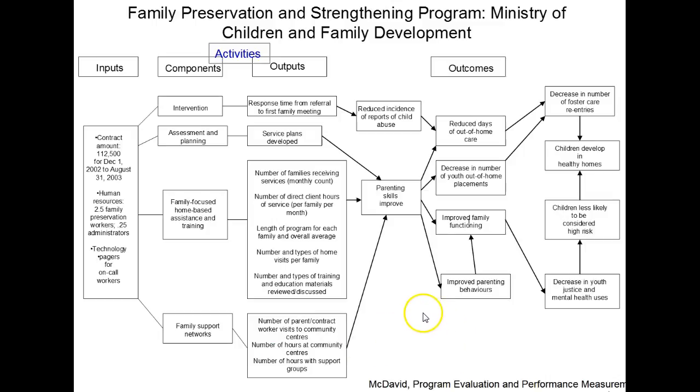Okay, so now let's talk about outcomes, and you can see that they've laid these out in sequence of things that would be likely to occur sooner, and that if we meet these outcomes of reducing child abuse and improving parenting skills, that we would then see these outcomes.